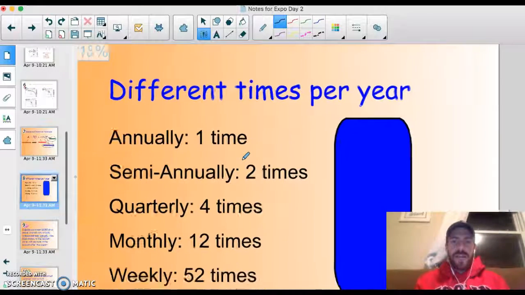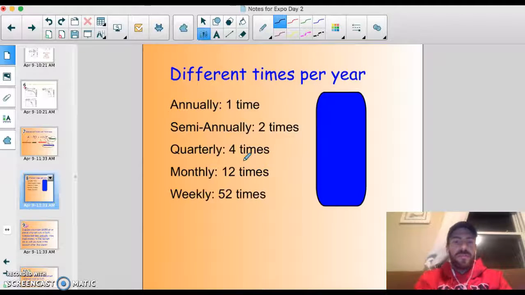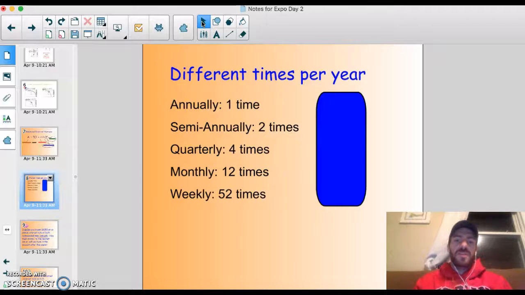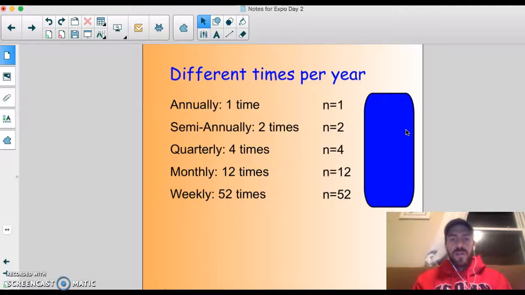So, different times per year. These are the words you're going to see: annually, semi-annually, quarterly, monthly, and weekly. I think for most people, they know this already, but it's never bad to go over it. So annual means it's just going to be compounded once. So that interest is going to be applied to your money only once while it's in the bank account. Or same with your car. If you're losing interest on your car or your interest on a loan, it's only going to happen once a year. Semi-annually is twice, quarterly is 4 times, monthly is 12 times, and 52 times for weekly. This is what n is going to be for all those different times.